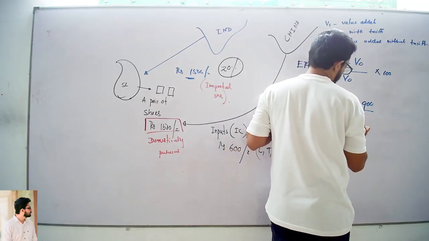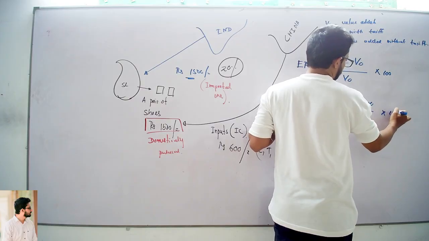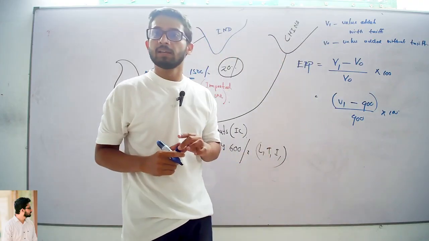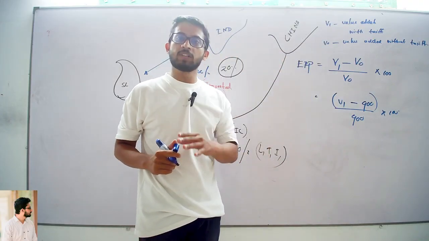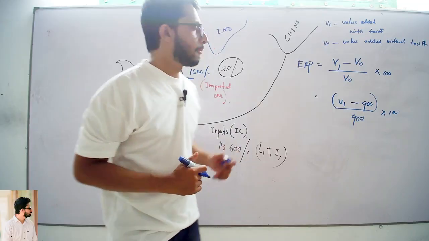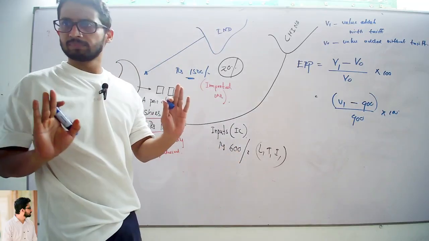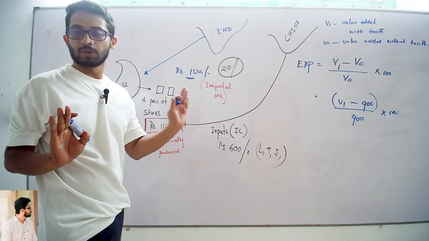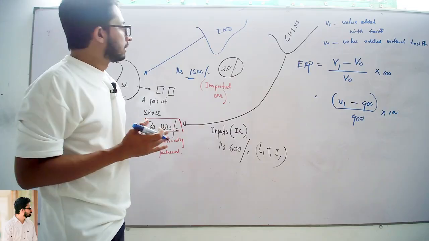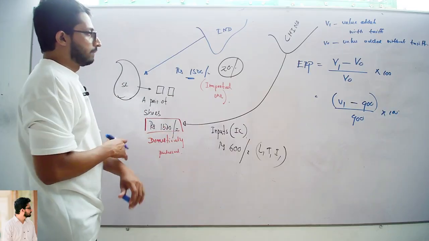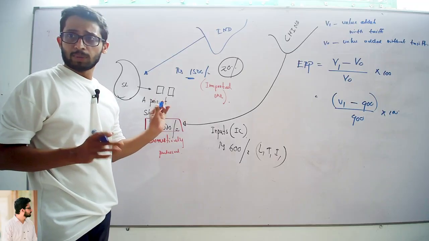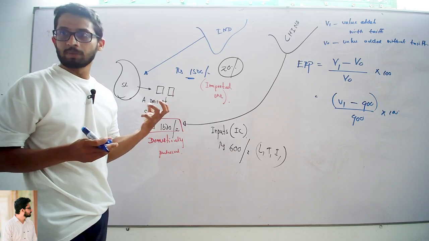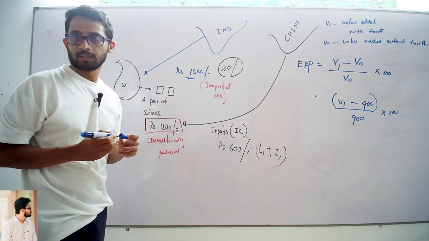V1 minus 900 over 900 into 100. Here, Buddha, we have to calculate V1. V1 means value addition of the product after the tariff. Listen very carefully. Buddha, don't write, I'll give you time to write it down. Now, Lamai, the point that I'm going to explain is really important. This is the heart of the ERP calculation. Right? Okay.